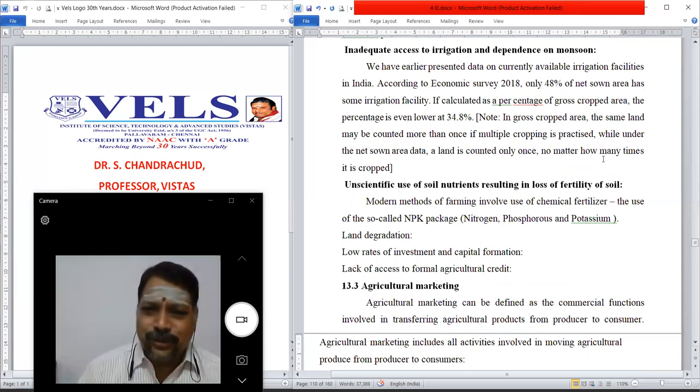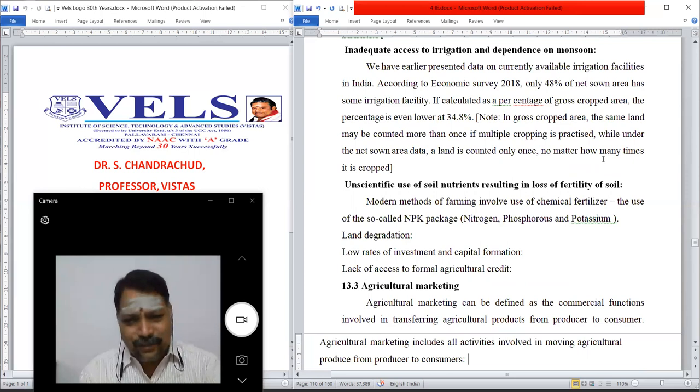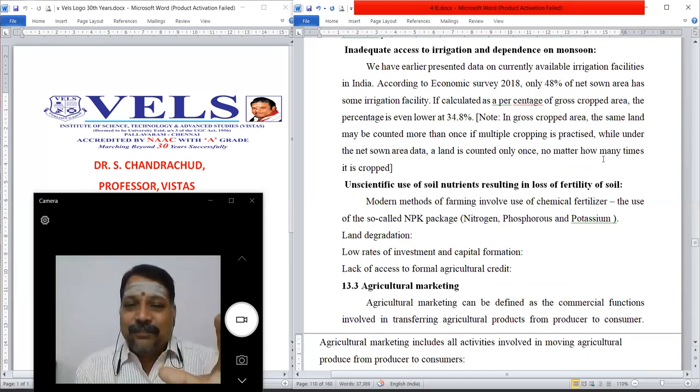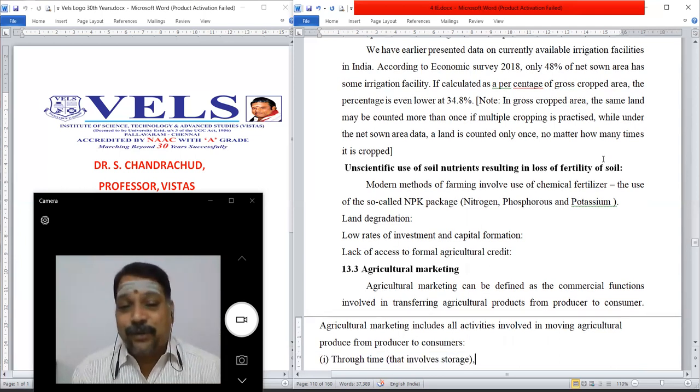It may lead to land degradation, low rate of investment and capital formation, and lack of access to formal agriculture credit. Because of these reasons, even this particular package is not able to be implemented properly. Because of all these reasons, the agriculture productivity is very low.